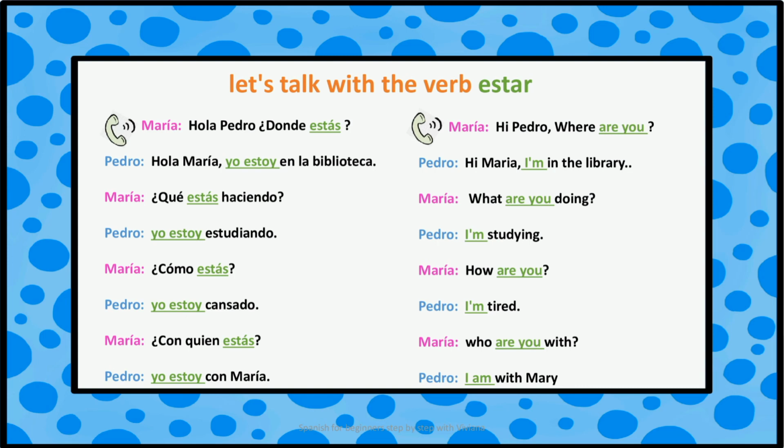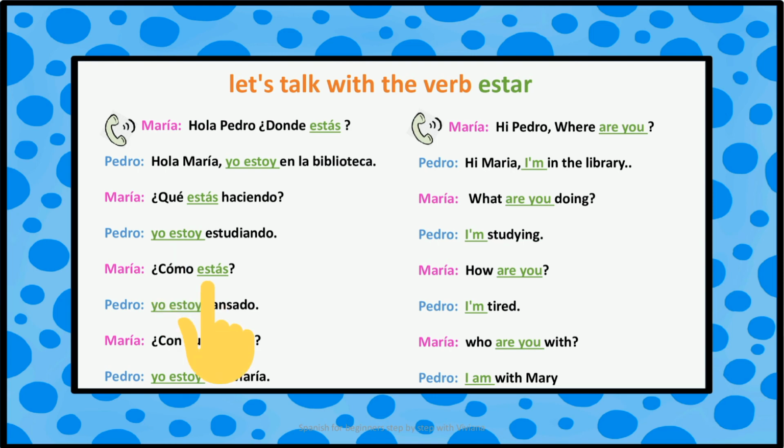Remember, we use ¿dónde estás? because we are talking about the location. We use yo estoy en la biblioteca because we are talking about the location. We use ¿qué estás haciendo? because we are talking about what you are doing. We use yo estoy estudiando because we are talking about what you are doing.